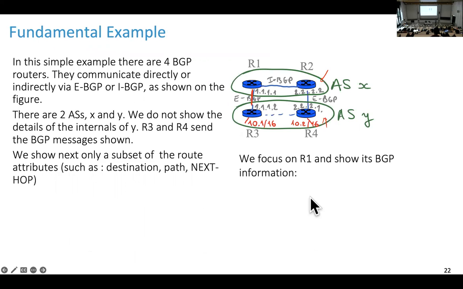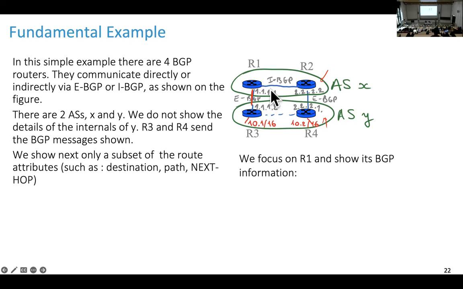Here is one fundamental example. It's a very important example. Simple but important. We assume that we have two autonomous systems, ASX and ASY. In each, I have two routers. In ASX, I have R1 and R2. In ASY, I have R3 and R4.